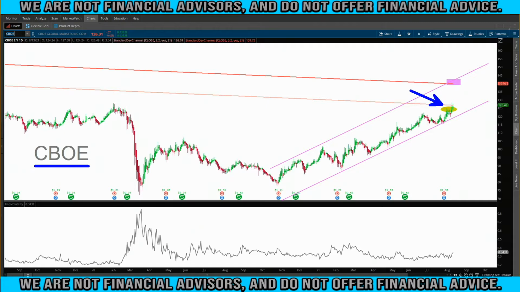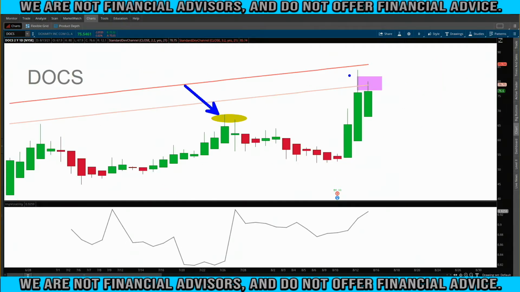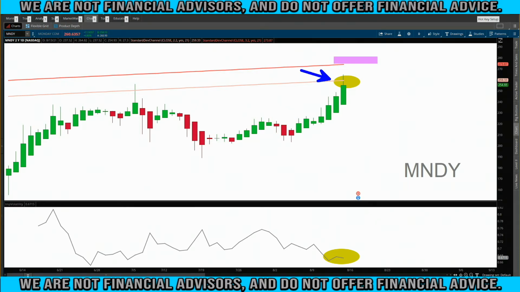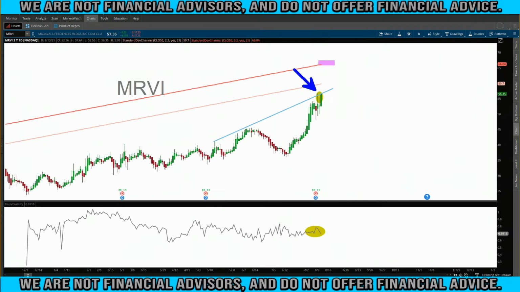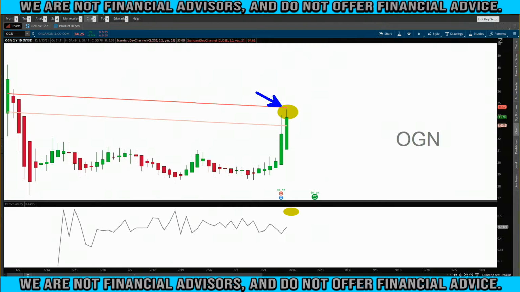CBOE, first entry, second entry. DOX, here's our first entry, and now we're up against resistance again for a second entry. Monday, ready to take a first entry. Here's our double down. MRVI, first entry, and second entry. OGN came up into resistance, first entry. If it comes back up to this higher high, that would be a good place for a double down.